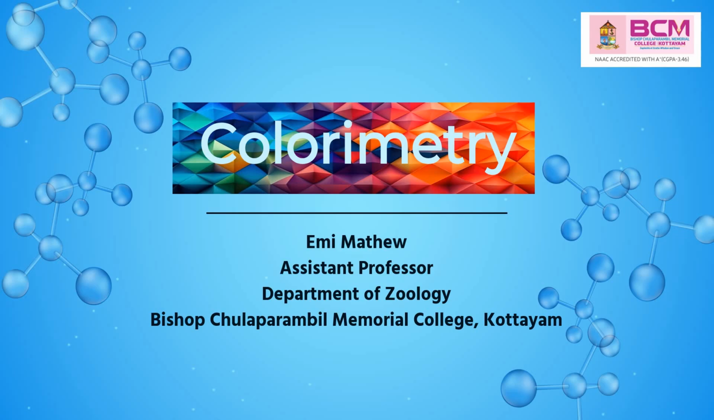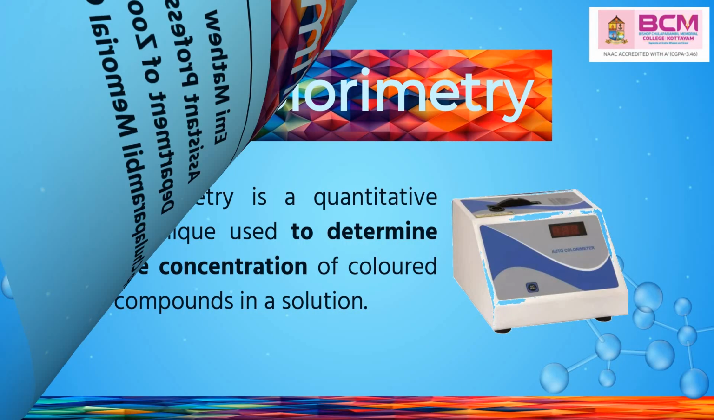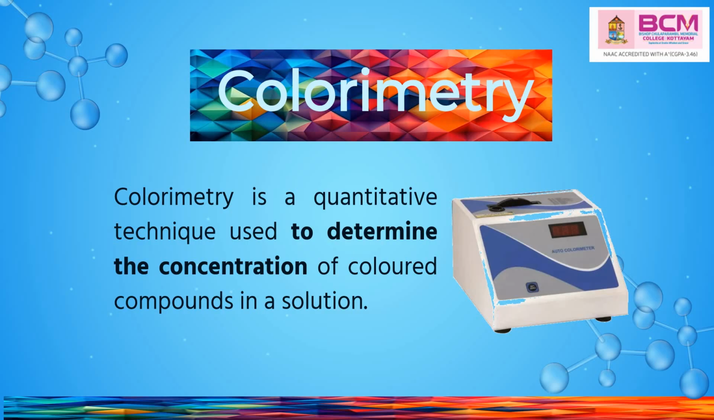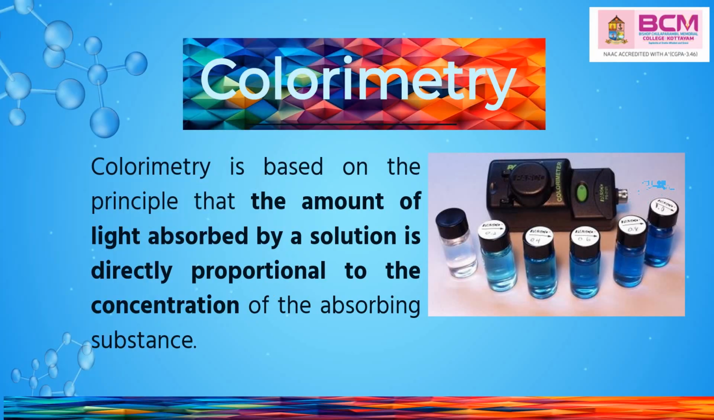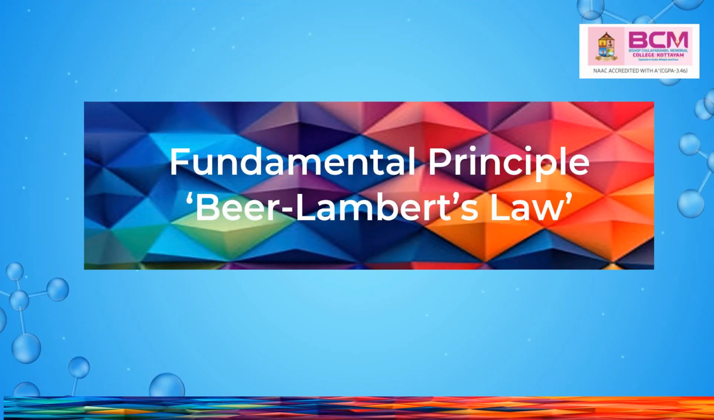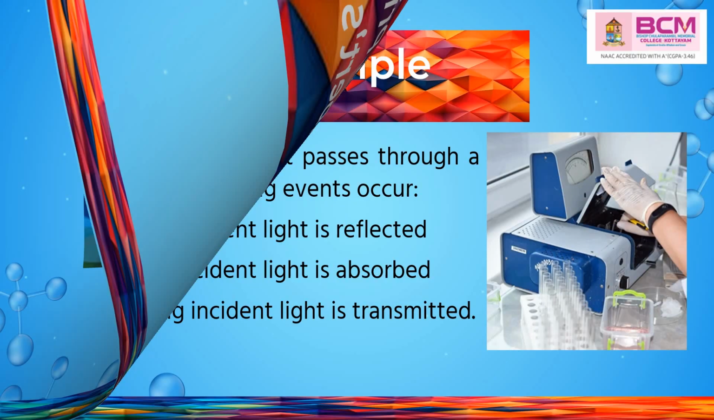Today we'll explore the principle, working and applications of colorimetry. Colorimetry is a quantitative technique used to determine the concentration of colored compounds in a solution. It's based on the principle that the amount of light absorbed by a solution is directly proportional to the concentration of the absorbing substance. Let's see the fundamental principle of colorimetry, the Beer-Lambert's law.